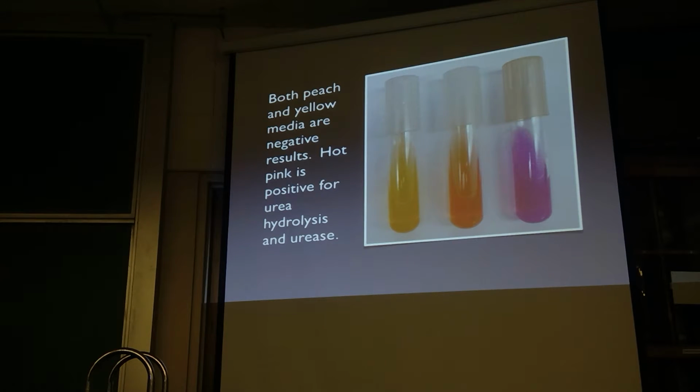So here you see the possible colors. Again, the start color is the peach. That's the color in the middle. They can either stay peach or turn yellow. Either way, that's negative for urea hydrolysis. The only way they're positive is if you get the color that's shown on the right. So they have to produce ammonia, and ammonia will cause that pH indicator to turn hot pink.